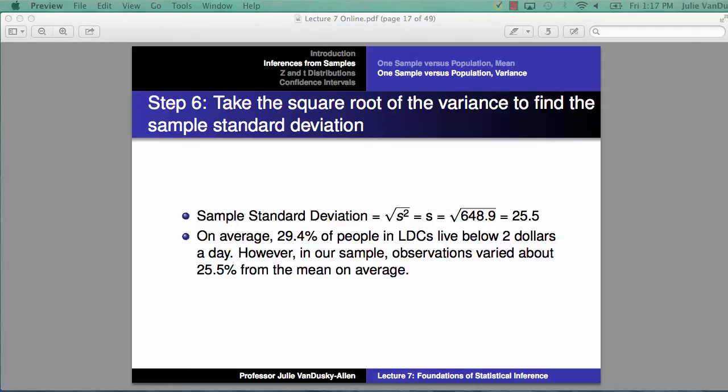Now we can interpret the mean and standard deviation. We would say, on average, 29.4% of people in less developed countries live below $2 a day. However, in our sample, observations varied about 25.5% from the mean on average.